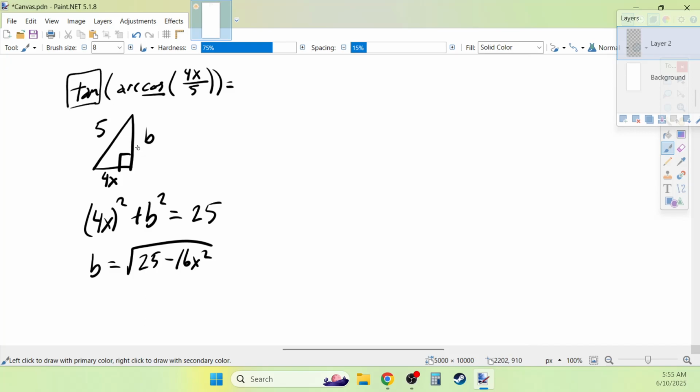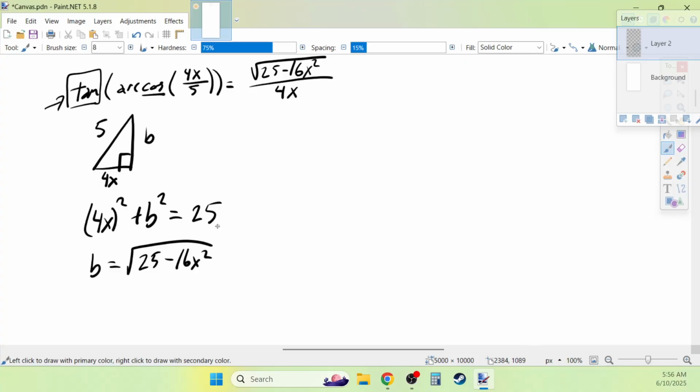Now I'm looking at the tangent. Wait, I just labeled these. No, I didn't. So that would be b over 4x. So I get b is the square root of 25 minus 16x squared. That's the opposite. Oh yeah, I want the opposite over the adjacent, over 4x. There we go.